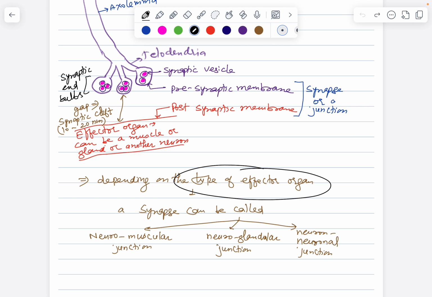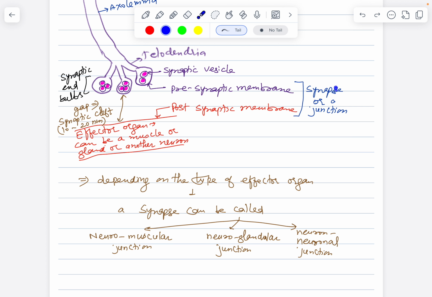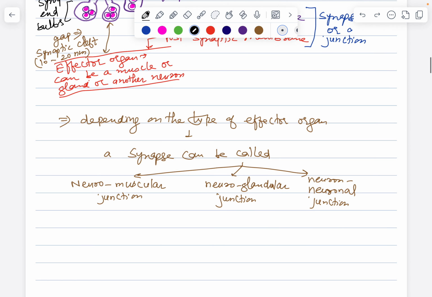So one classification of synapses is on the basis of type of effector organ: neuromuscular junction, neuroglandular junction, neuronal junction. The other type of classification of the synapses is on the basis of how the presynaptic membrane of the neuron and the postsynaptic membrane of the effector organ are communicating with each other.